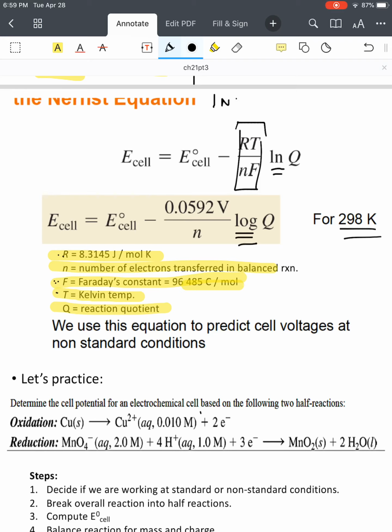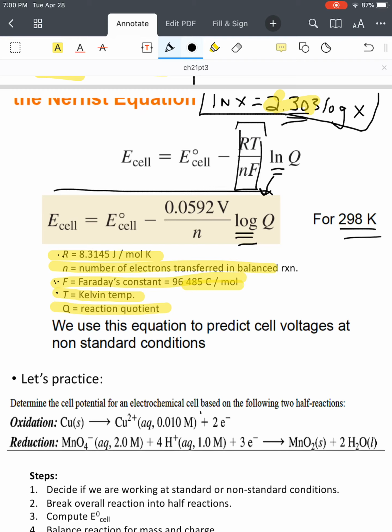Turns out that the natural log can be related to the base 10 log, an equation that looks like this. There's this constant multiplicative factor of 2.303 involved. So when we do this conversion from natural log to base 10 log, we're also going to have to account for that. But if we do all that, if we plug in the constants, account for this conversion to log, we can write the Nernst equation in this form, which is probably the more familiar form that you all are going to use. Very frequently, we make measurements at 298, and we can use this one, the simplified version.